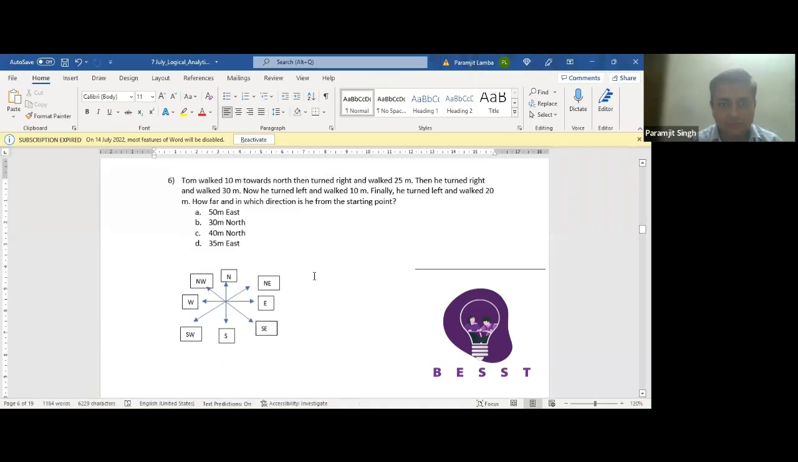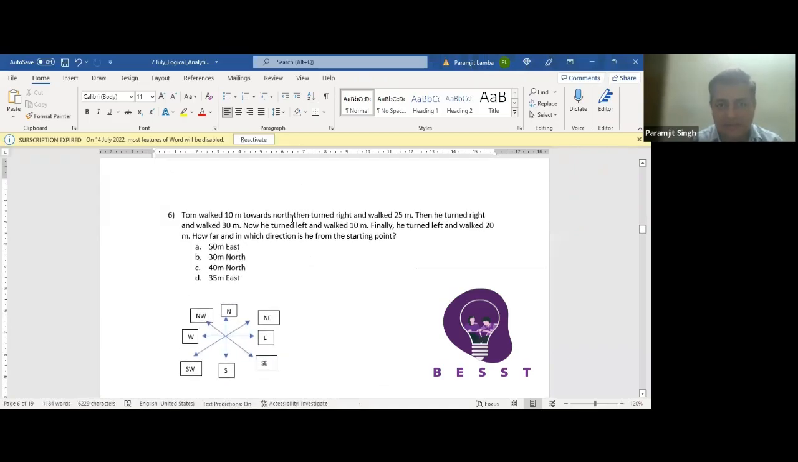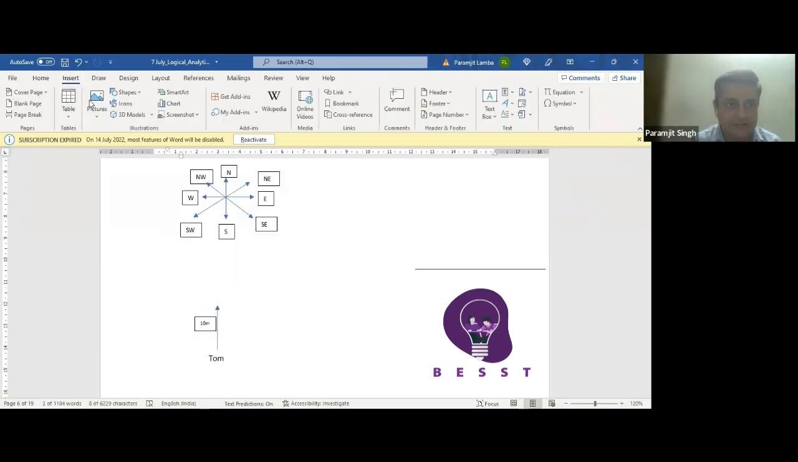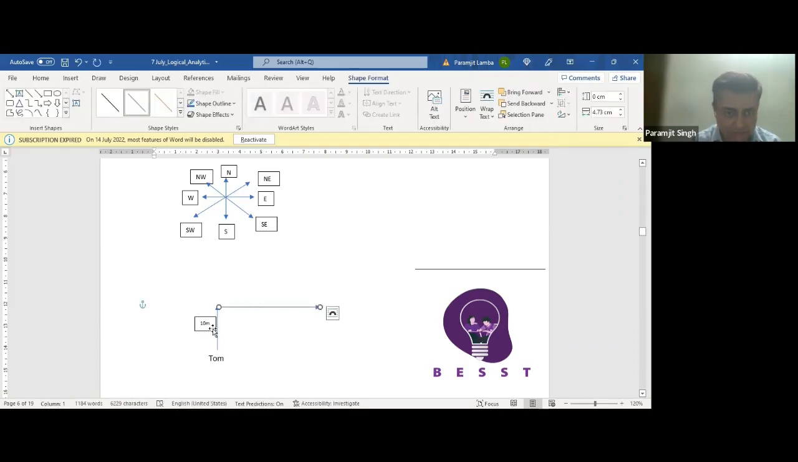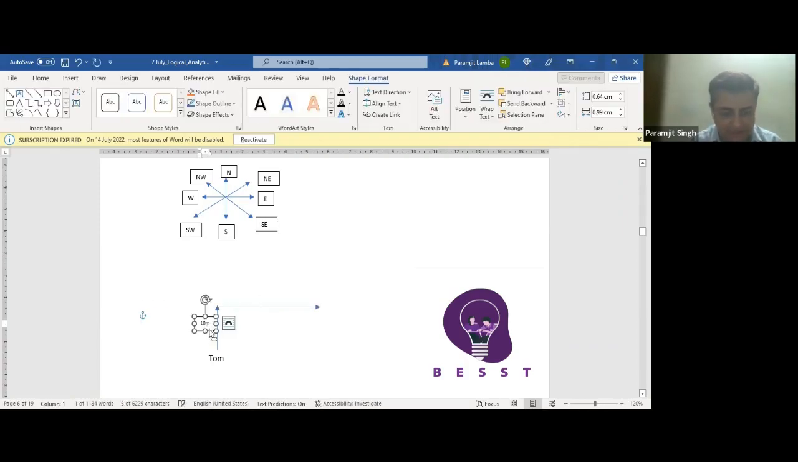Then what did he do? 10 meters towards north, then turned right and walked 25 meters. He turned right and walked 25 meters. We'll put our 25 meters here. And this becomes 25 instead of 10.